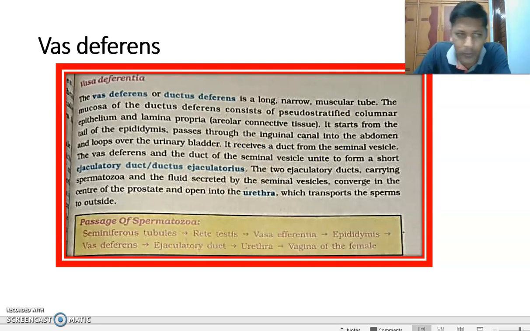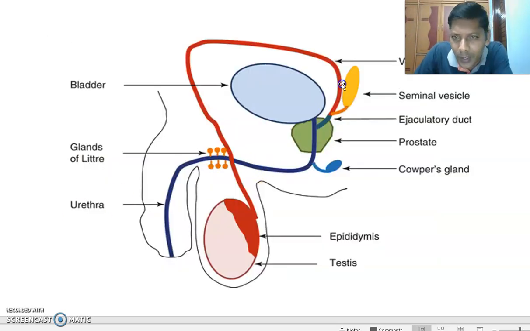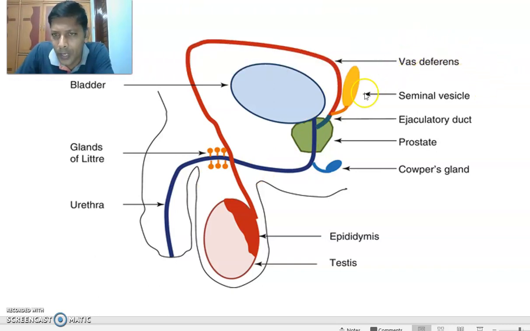It receives a duct from the seminal vesicle. Observe here, this red one is the vas deferens. Now it is receiving another duct, the yellow one coming from the seminal vesicle. The two ducts join and form the ejaculatory duct. Very, very important: the ejaculatory duct is formed by the joining of the vas deferens, the red one, with the duct of the seminal vesicle, the yellow one, and together they form this blue one, called the ejaculatory duct.